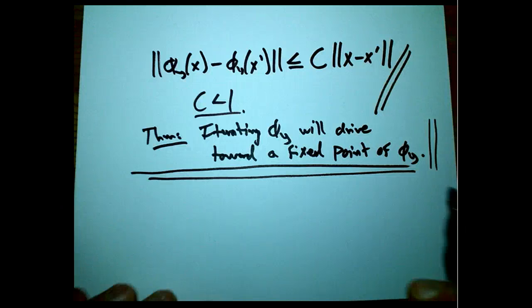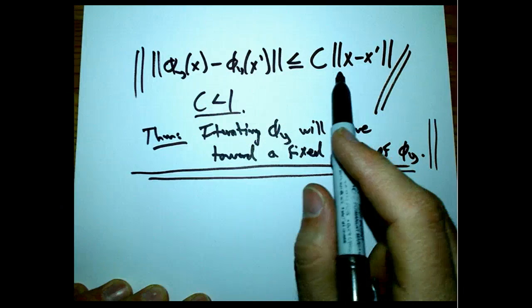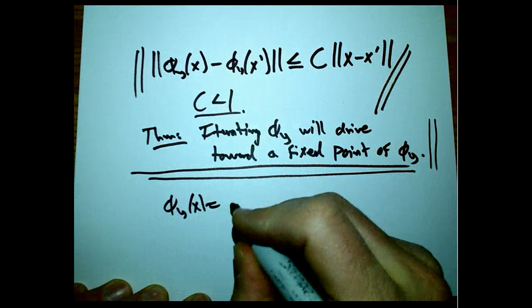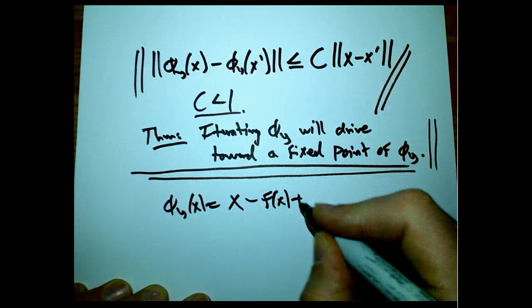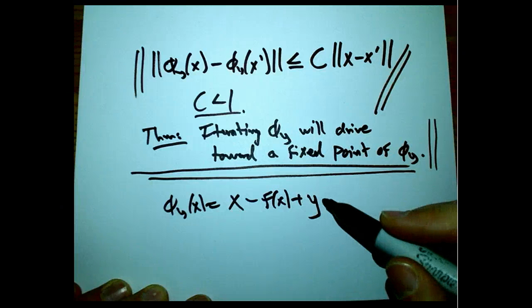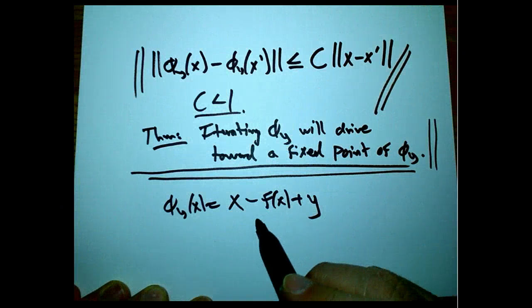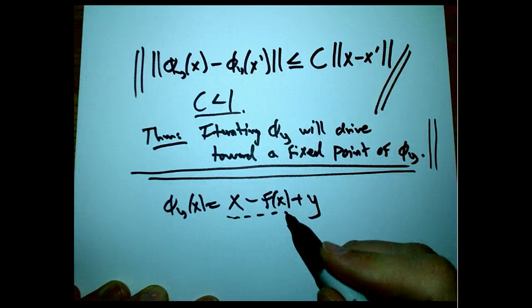Now, when is this going to be true? When is phi y going to be a contraction mapping? Remember, phi y was defined by the identity function minus f of x plus a constant. Remember, y here is a constant, so that doesn't matter. It cancels out here. And so we want this guy to be a contraction mapping.